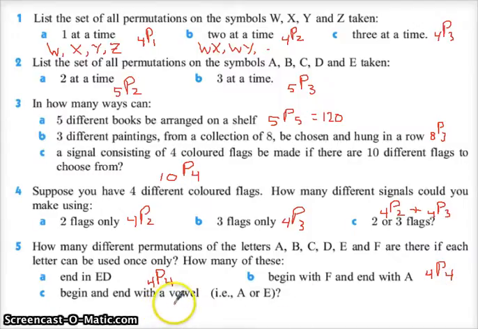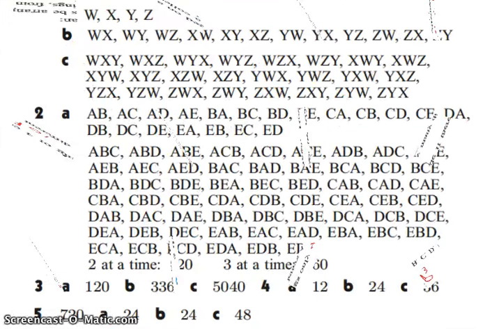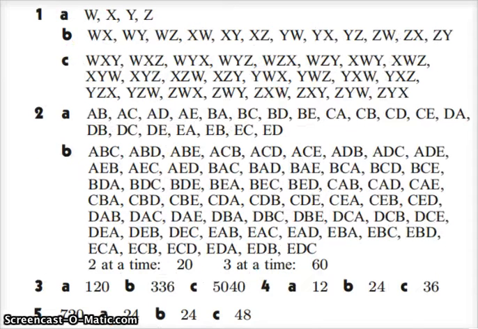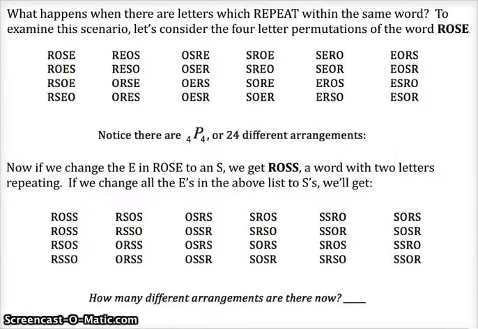Begin and end with a vowel. This sounds like this thing we did before. There's having A first and E at the end, and having E first and having A at the end. So there's 2 ways to do this, but after that, we only have this 4P4 amount of choice. Okay, so that is what that looks like. Check me on those answers. I know this looks big and imposing, but it's not too bad.